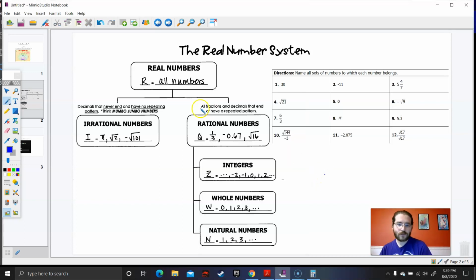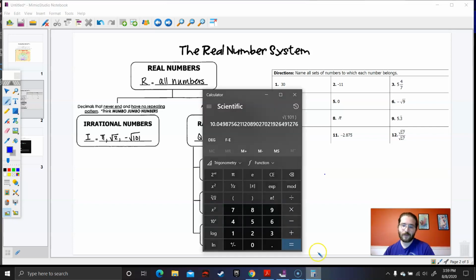The other category is rational numbers. These are all fractions and decimals that end or have a repeated pattern. Here's a fraction, which is also going to have a repeated pattern; I'll show you in a second. This is a decimal that ends, and this is a square root that we're going to show you what that looks like.